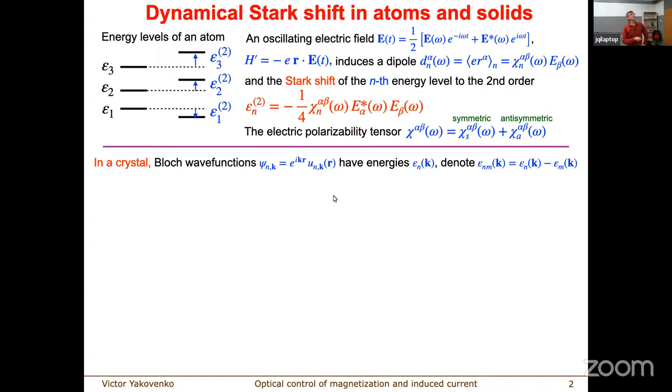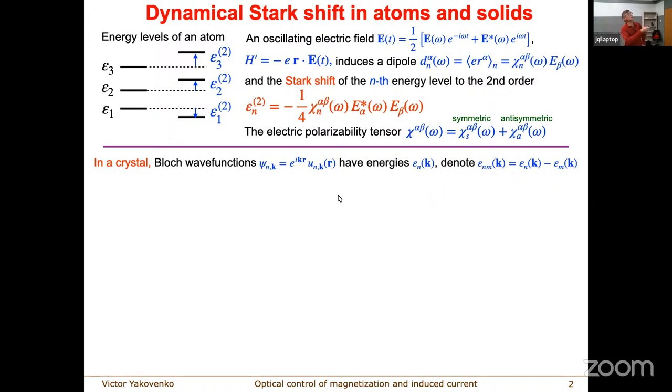So now we go from an atom, a localized system with a discrete energy spectrum, to a lattice, a crystal. In a crystal, of course, the wave functions are Bloch wave functions. They are characterized by a discrete band index n, which roughly corresponds to this discrete index, but they also have a quasi momentum k, which I call, for shortness, momentum. So we have a continuous variable k and a discrete index n. The notation E_nm would be the difference E_n minus E_m.